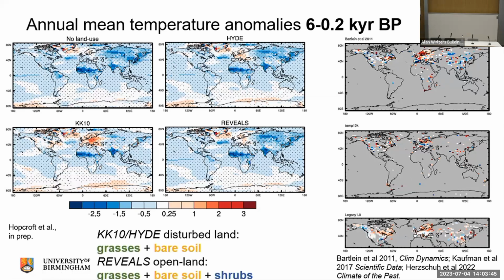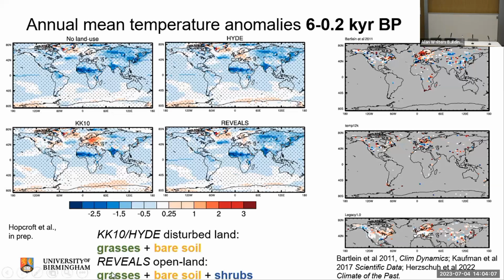There's one caveat to these results, which is that the KK10 and HYDE define what's called disturbed land, which is just classified as grasses and bare soil. The REVEALS pollen is a bit more complicated. It depends on the species of plants, and it includes grasses and bare soil, but also some shrubs, according to the classification in different regions.